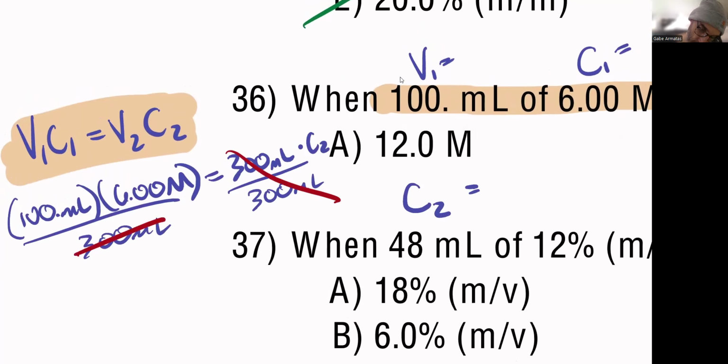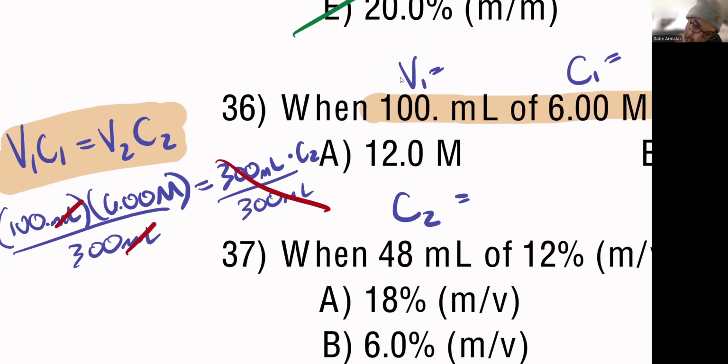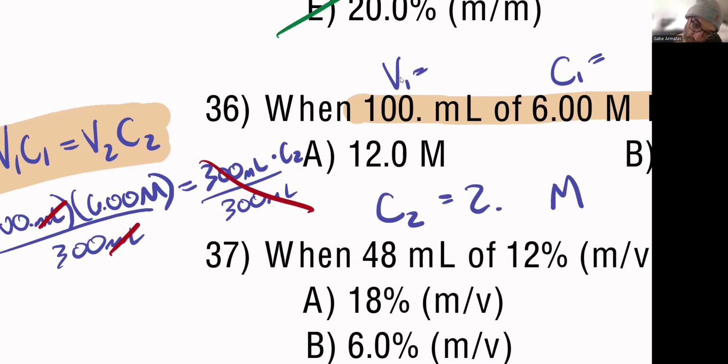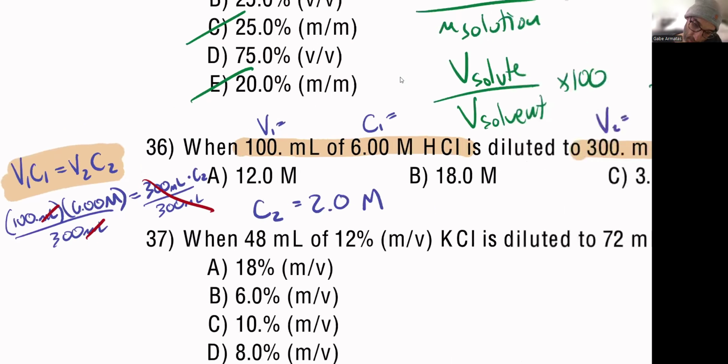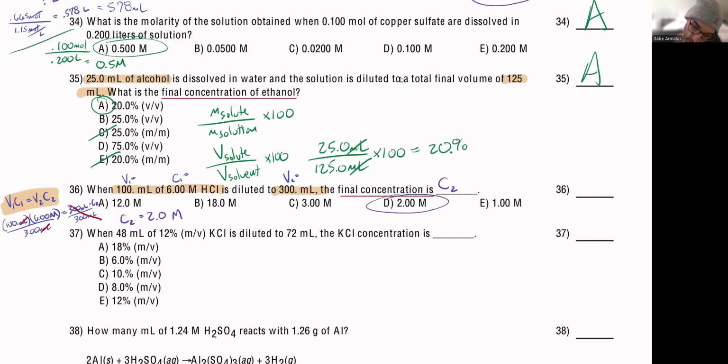300 mils, oh, not 300. The milliliters is going to cancel out, and now I do the math. The only unit that's left is going to be molarity. So the math is 100 times 6, enter, divided by 300, enter, 2.000, but 2.0 molar. It is 2 molar, D.